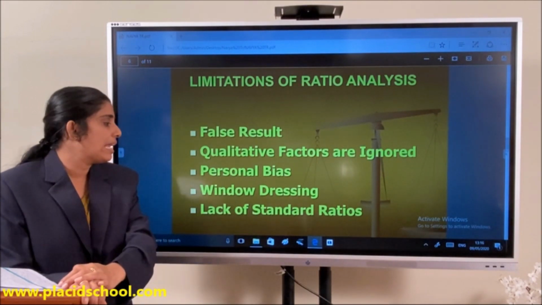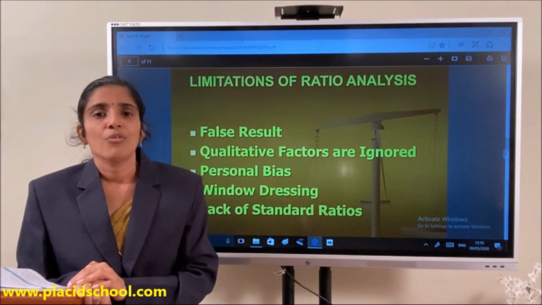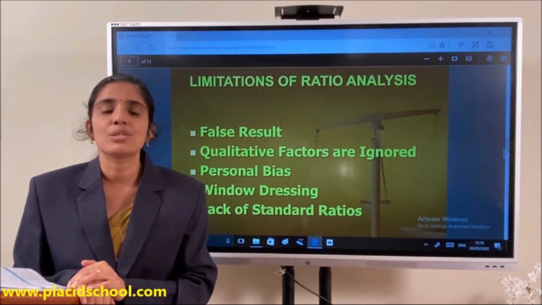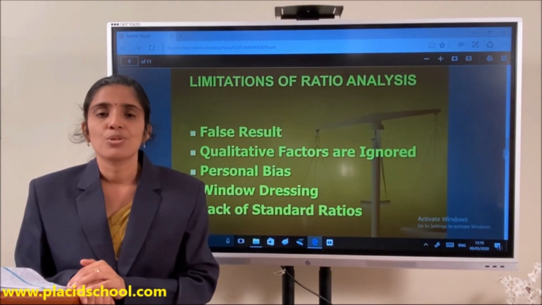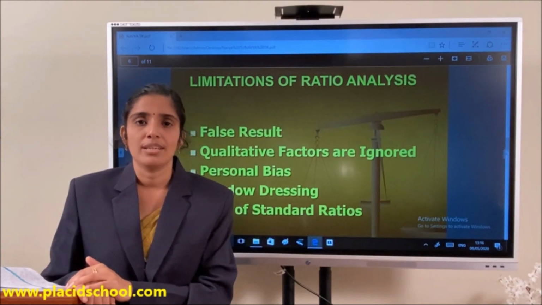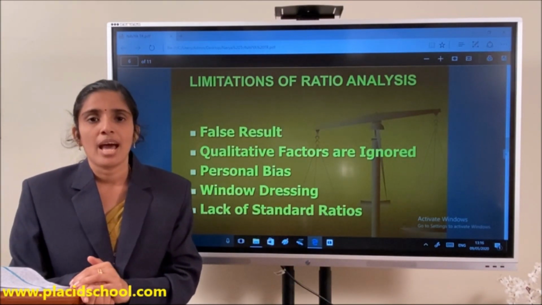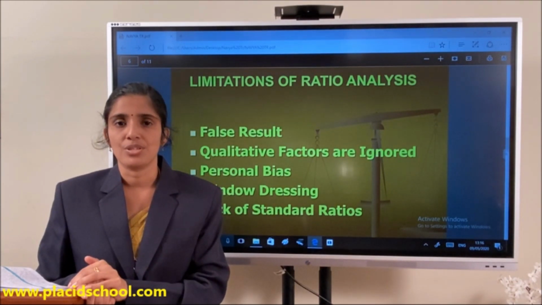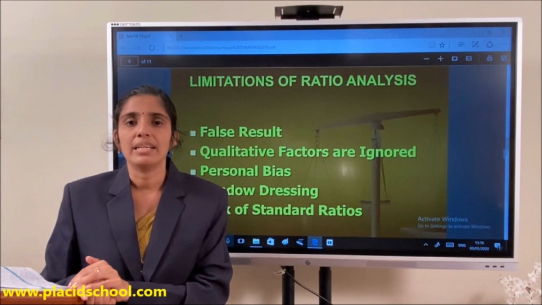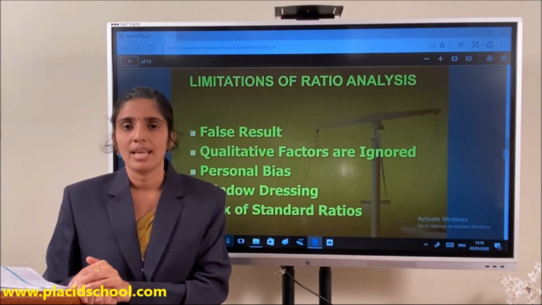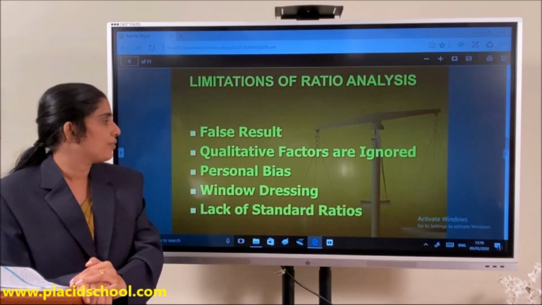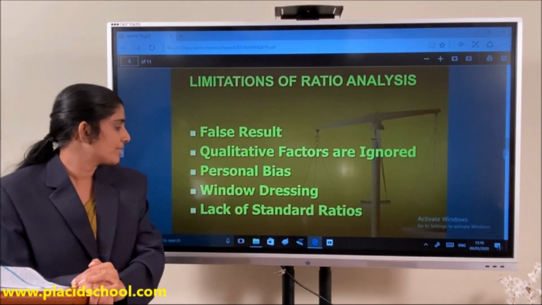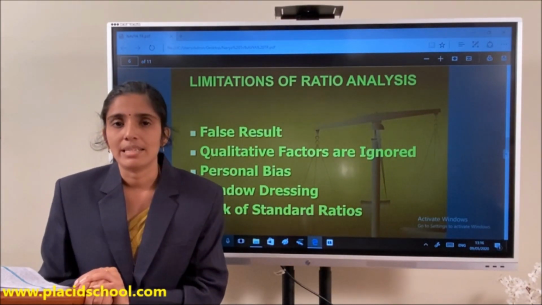Then the last one is lack of standard ratios. For ratio analysis, there is no standard accounting ratio and it has no clear-cut rules and regulations. So it is not used as a standard one, and it is not used for comparative study because it has no clear-cut rules and procedures. These are the main disadvantages of ratio analysis. The first one is false result, second is qualitative factors are ignored, third is personal bias, fourth is window dressing, and the fifth is lack of standard ratio.